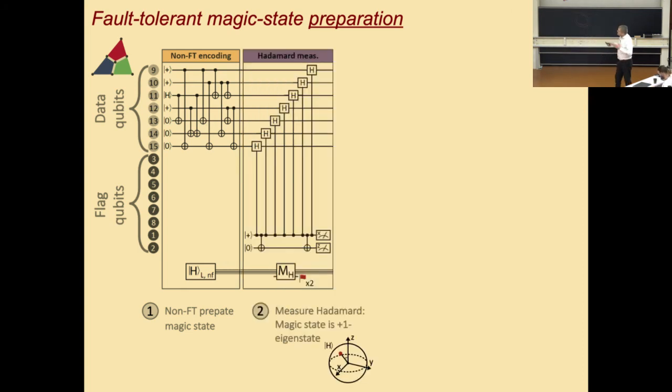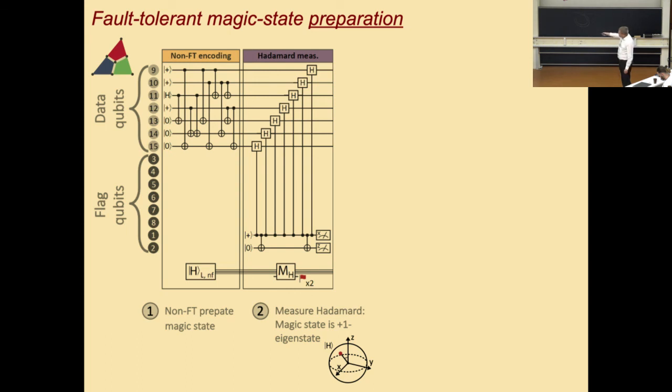However, as before, errors can happen. In particular, imagine that an error happens right away on this magic state here. Then we would, rather than encoding this magic state, perhaps encode the opposite magic state. That's why now we need some verification stages.